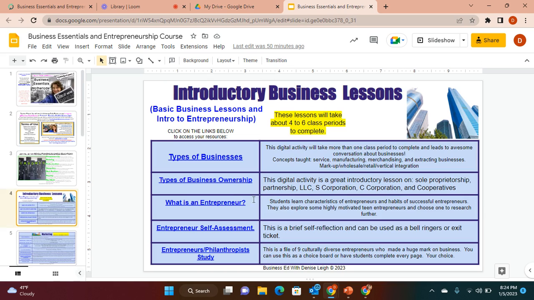The first unit is an introductory unit. Of course, the very first day of school, I do America Runs on Business, which is not included in this. It's the bestseller in my store. And then after that, I get right into content. Types of businesses, types of business ownership, and entrepreneurship lessons.